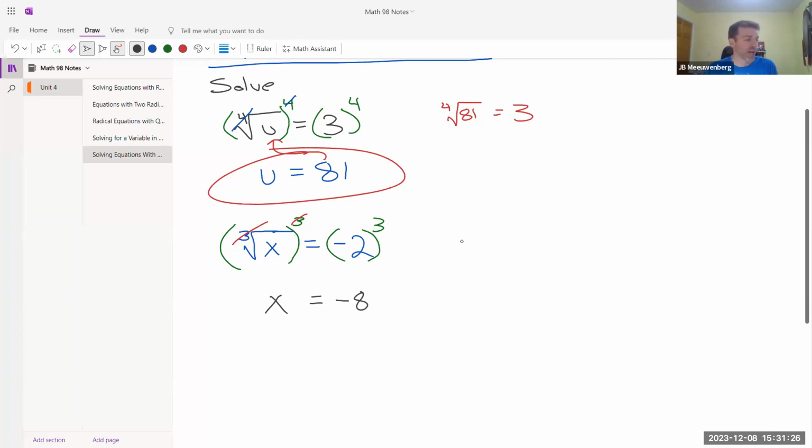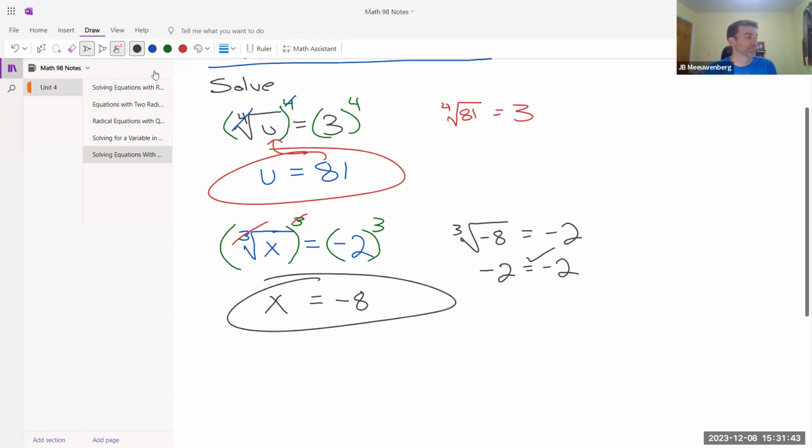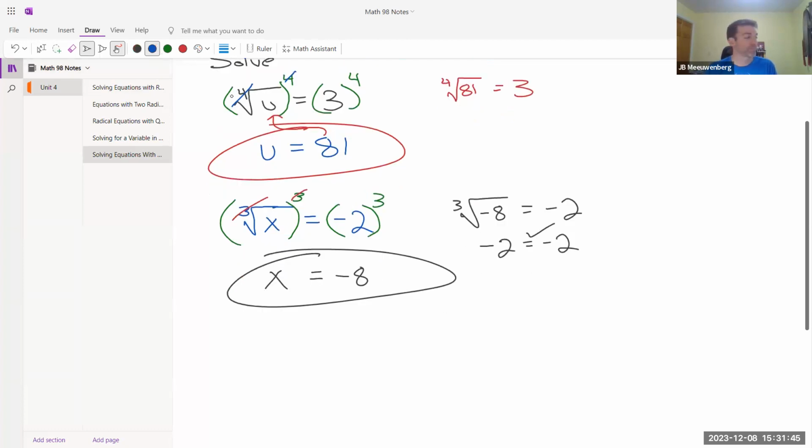And we, of course, want to check it. So the cube root of negative 8 is equal to negative 2. What is the cube root of negative 8? Yeah, it is negative 2. This is a case where it's okay to have negative numbers. That checks out, so we have a solution. Let's try one more.